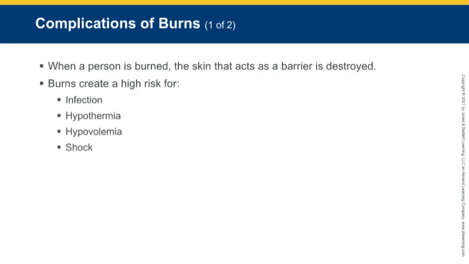Burns affecting the airway pose significant threats. Circumferential burns around the chest can restrict breathing, while burns on an extremity can lead to neurovascular compromise and tissue death if swelling is not managed properly.